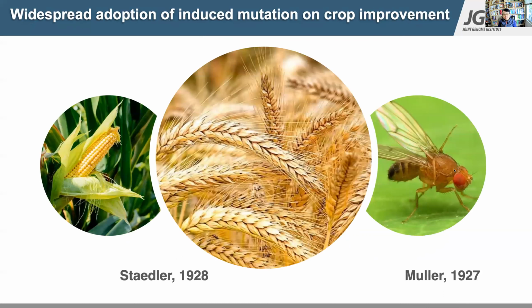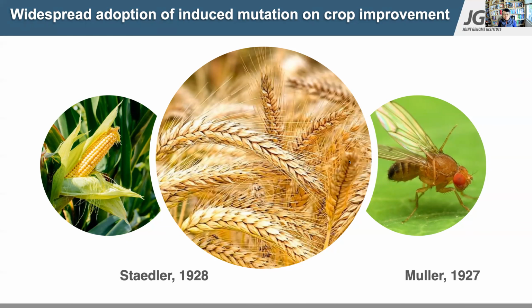In 1927, Muller found that radiation caused fruit flies to have altered eye color. A year later, Stadler applied radiation to treat barley and maize, which started the new era of utilizing induced mutation in breeding. Since then, induced mutations have been widely adopted as crop improvement tools.